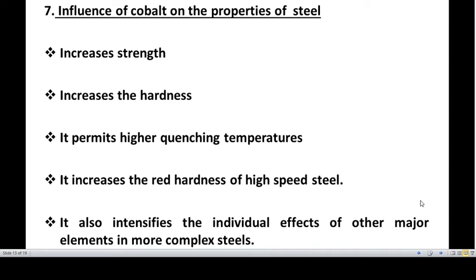And the next element which influences the properties of steel is cobalt. It increases the strength and hardness of the steel. It permits a higher quenching temperature for steel for several applications in industries. It increases the red hardness of high speed steel. It also intensifies the individual effects of other major elements in more complex steels.